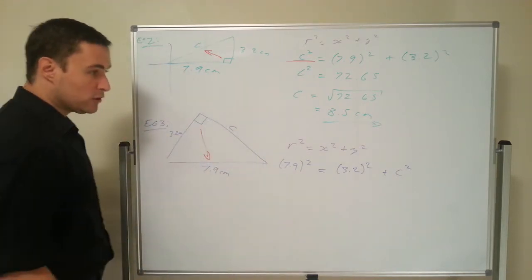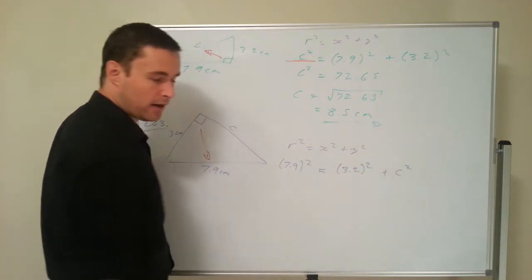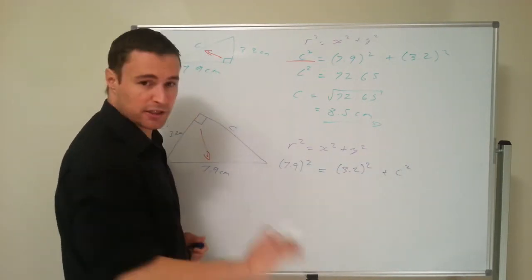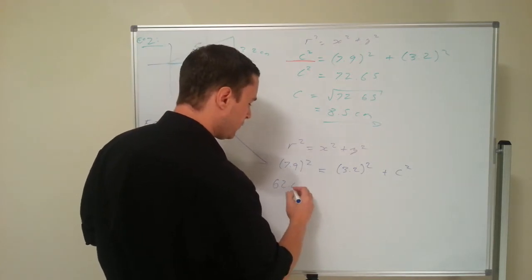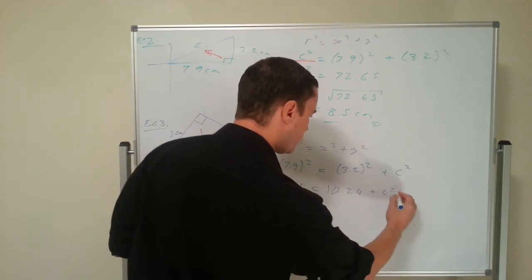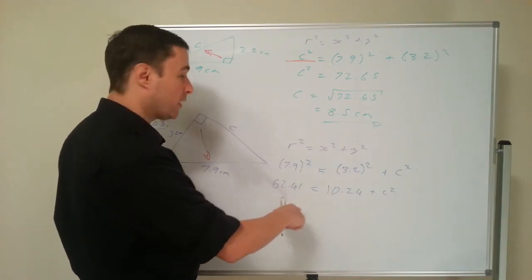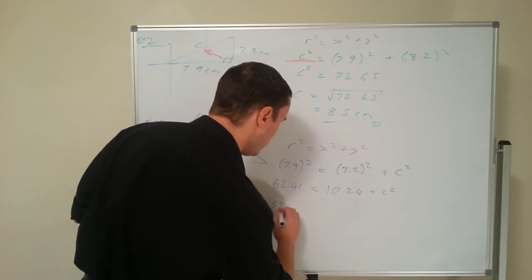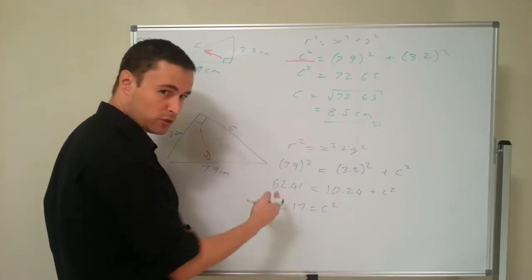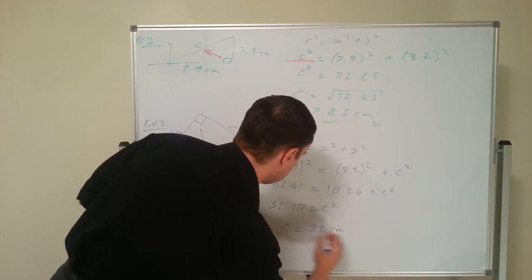Okay, so now what we're going to do is work out c. But now this is a variation where the hypotenuse is on one side, and one of the unknowns is in the straight side. No worries. Square this. So 7.9 squared is 62.41. 62.41 equals 3.2 squared, which is 10.24, plus c squared. Opposite of plus 10.24 is minus 10.24. So 62.41 minus 10.24 is 52.17 equals c squared. Opposite of square is square root. If I square root 52.17, I get c equals 7.2 centimeters.